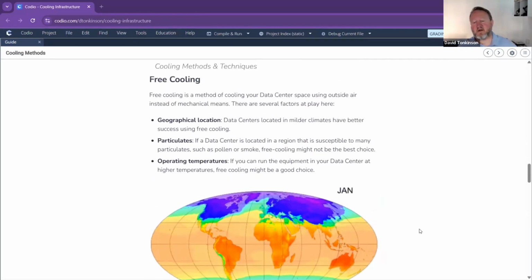And then, as we all mentioned earlier on, free cooling. We'd love free cooling. Free cooling basically is about putting your data center into the right place.